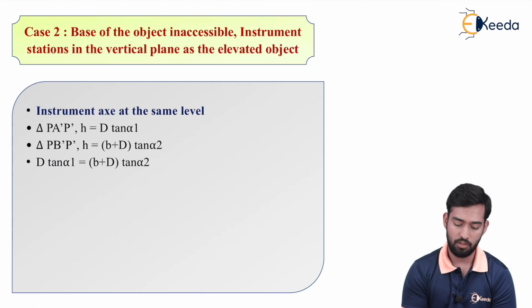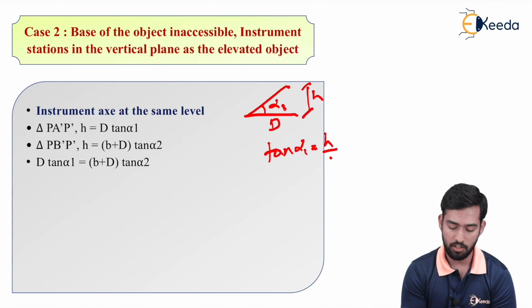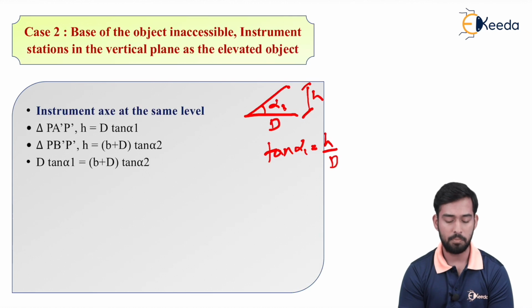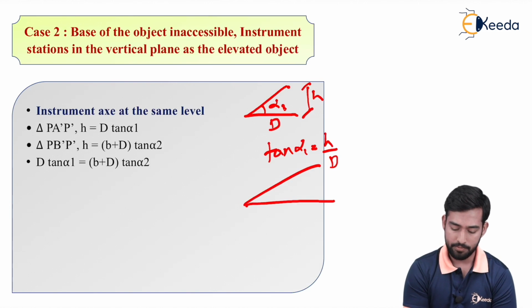Which formula are we using? We are using a simple formula of trigonometry, where alpha 1 is the angle, here is H and here is D. So tan theta is equal to H upon D. So tan alpha 1 will be equal to H upon D. We have to find H, so it is D tan alpha 1. Same for the second triangle, B dash P. H will be equal to b plus D, because the distance is more. In that case, for station B, the distance is b plus D.